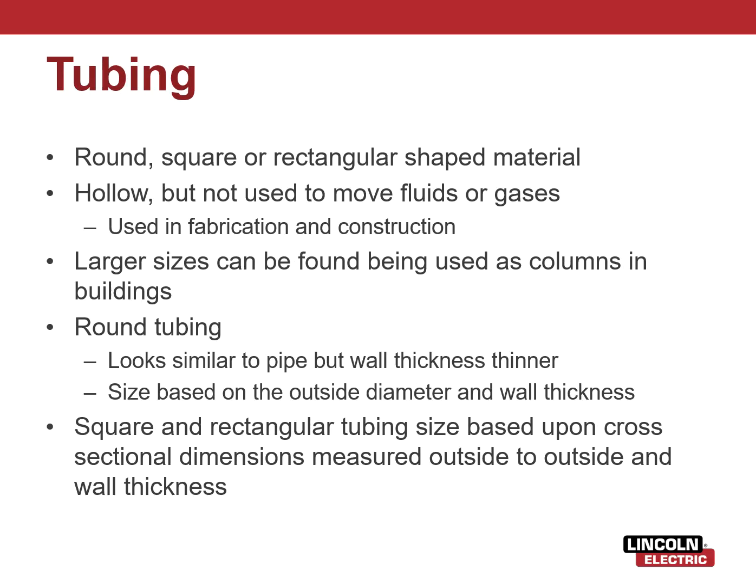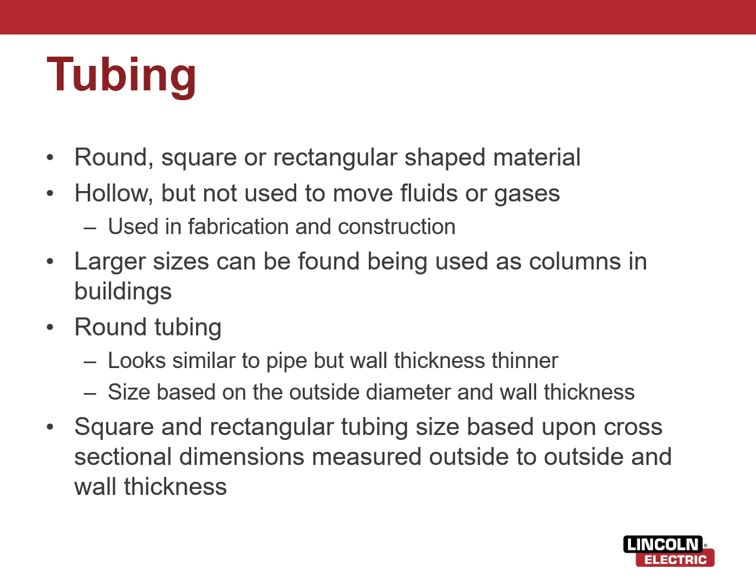So tubing, again, now we're back into that bar stock versus the structural stock. So this would be more like the bar stock. So you can get tubing in round, square, or rectangular shaped materials. This is going to be hollow, but you should never use this to move fluids or gases. That's what pipe would be for. That's what it's designed and intended for. Tubing is not meant for that. Tubing is not structural. It's meant more for fabrication. Okay, so larger sizes can be found being used as columns in buildings. All right, so there's still crossover there between the bar stock and the structural.